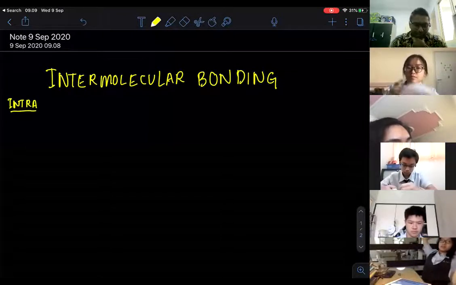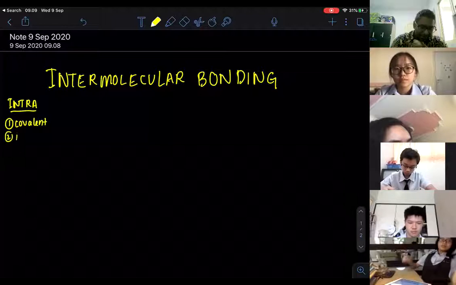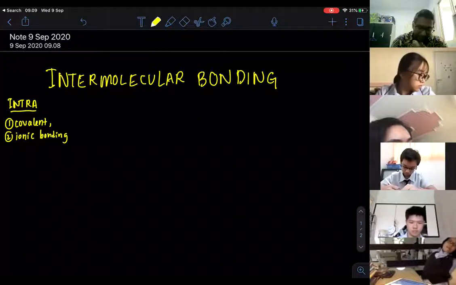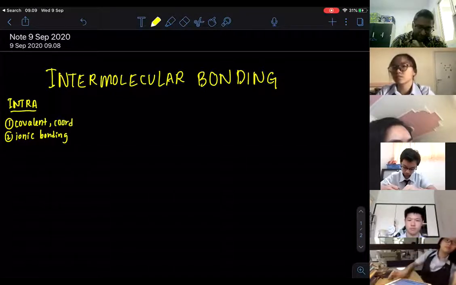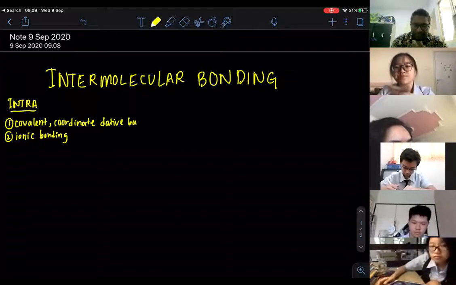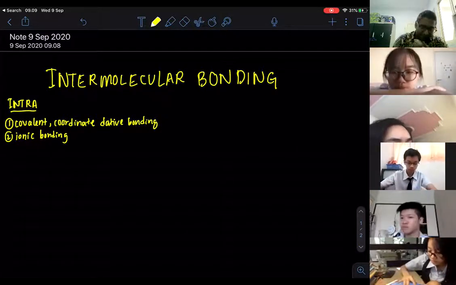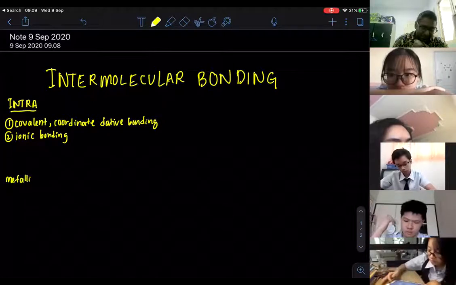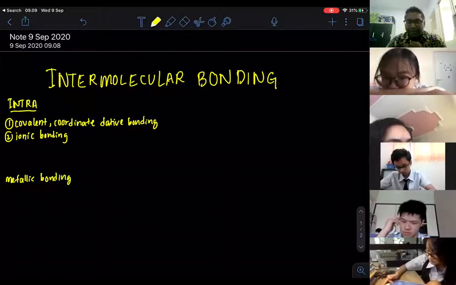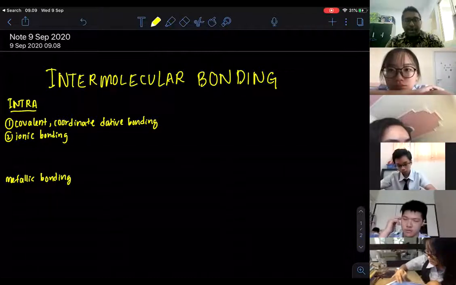molecule. So we have covalent bonding, we have ionic bonding. These are the two main ones. A special type of covalent is going to be coordinate dative bonding. And we also learned about one kind of bonding, but I'll just put it separately over here, which is going to be the metallic bonding. It's the bonding between metal cation and the sea of delocalized electrons. So this one we have learned before.